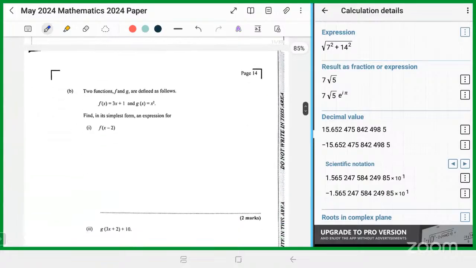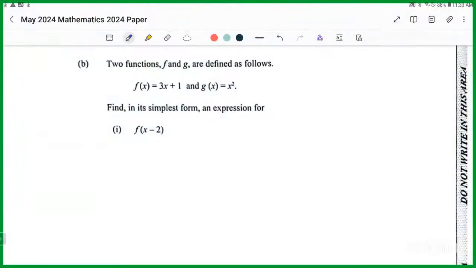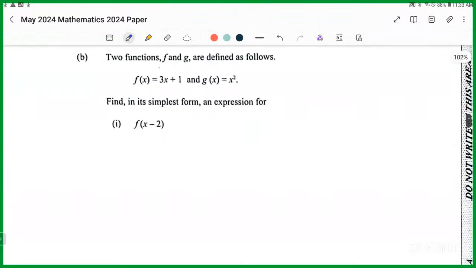Alright, here now is a functions question. I don't think I need the calculator for this now. It gives us these two functions, f and g. First part says, find in simplest form an expression for f of x minus 2. So all we have to do is take the x minus 2 and put it in the f function where the x is.